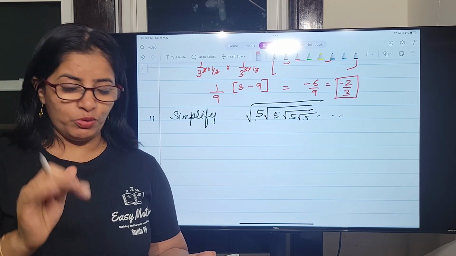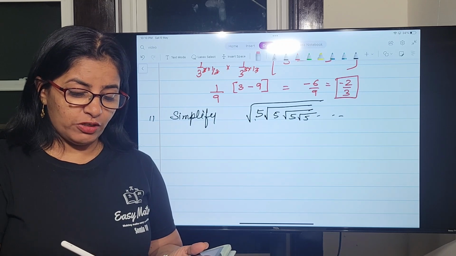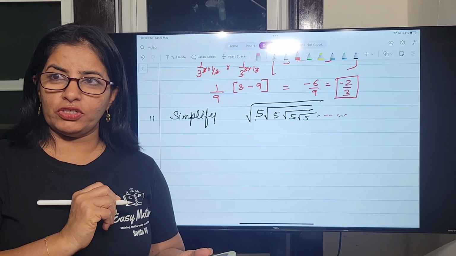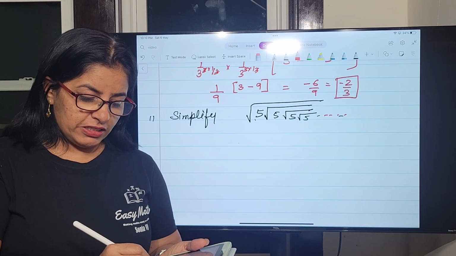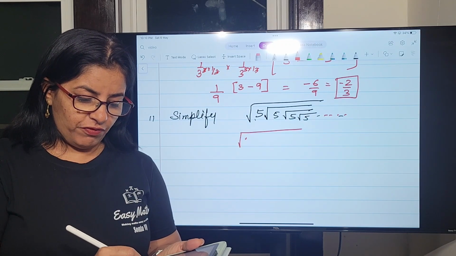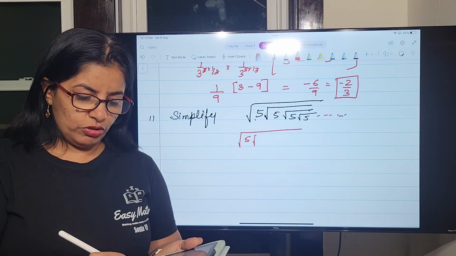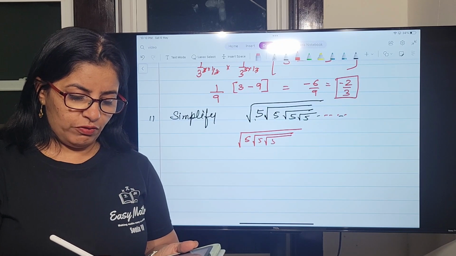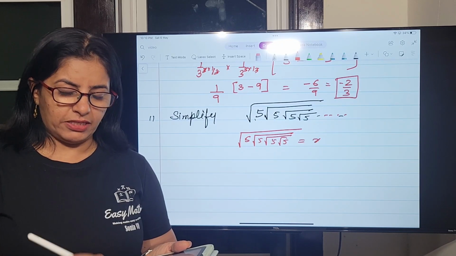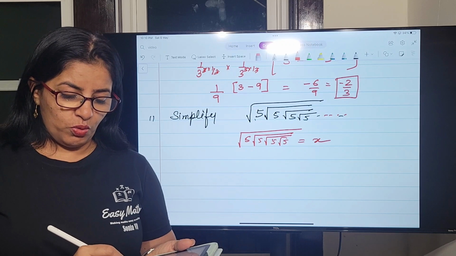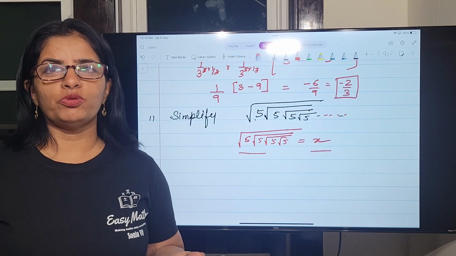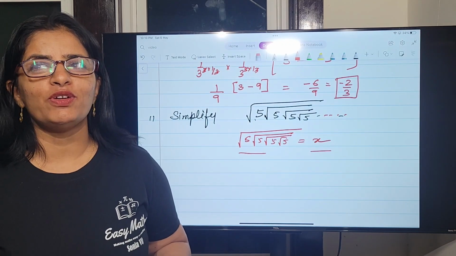I'll give you an idea how to solve this question. See, it's an infinite question. It's not getting finished. If you place this value, 5 root 5 root 5 root 5, is equal to x. Square both the sides and now think beyond. I leave it on you.